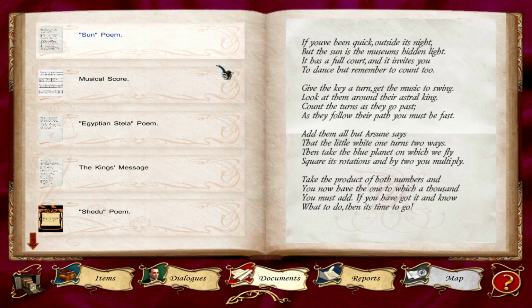Arsoon says that the little white one turns 2 ways. Then take the blue planet on which we fly, square its rotations by 2, you multiply. Take the product of both numbers, and now you have the one to which 1,000 you must add. If you have got it and know what to do, then it's time to go.